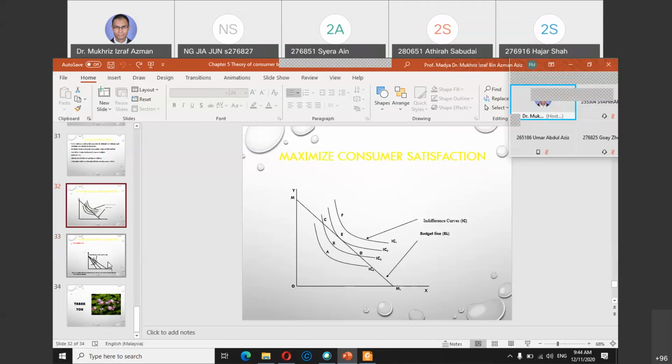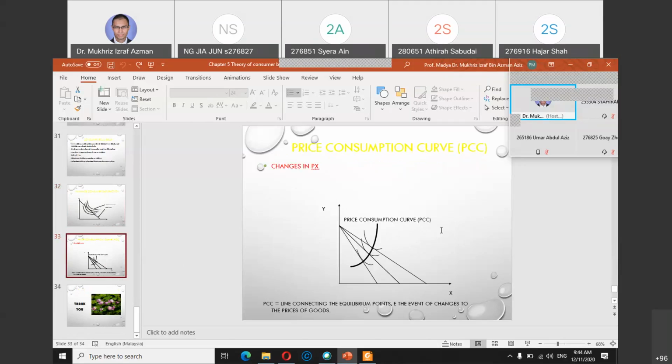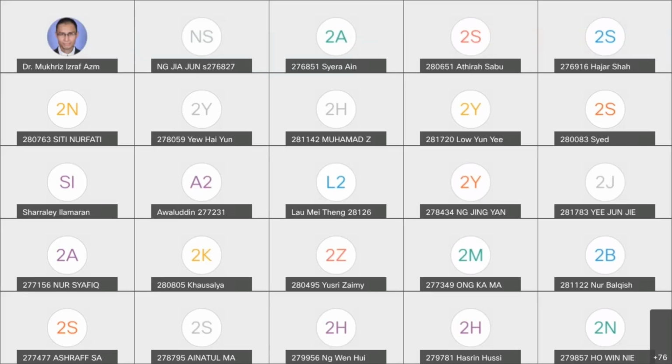And then finally, you looked at how to draw a PCC. When the price of X changes, it gives you a new combination of X and Y, and you connect the points, which gives you the PCC, the price consumption curve. So that is what topic 5 is about. Any questions so far?